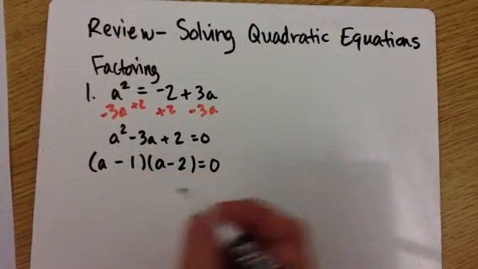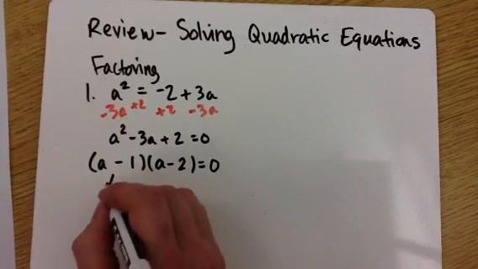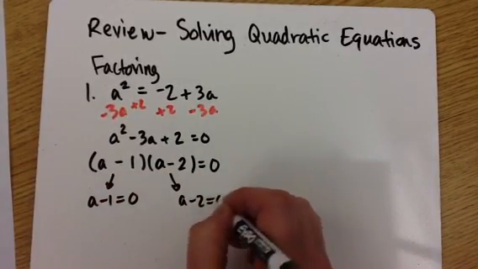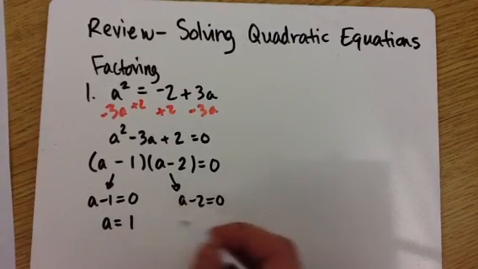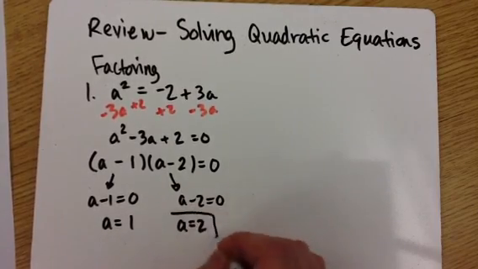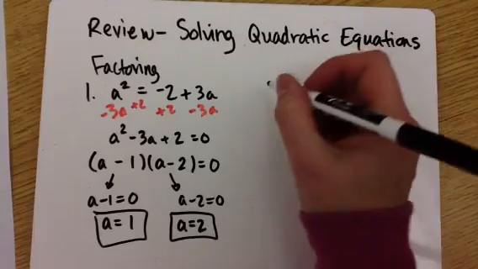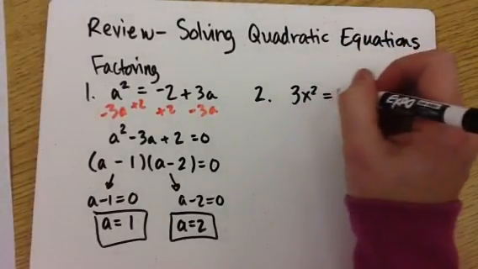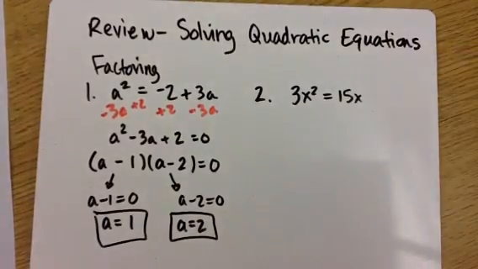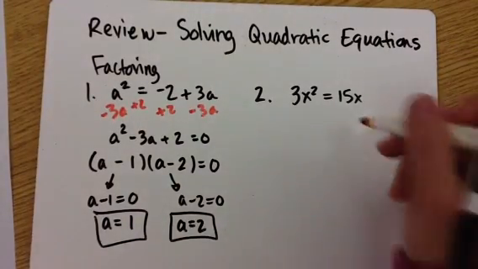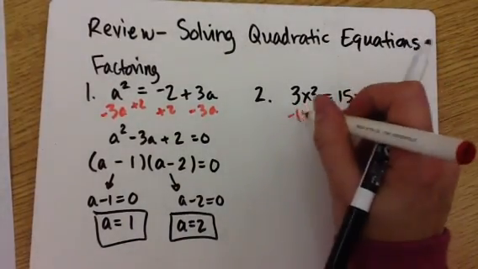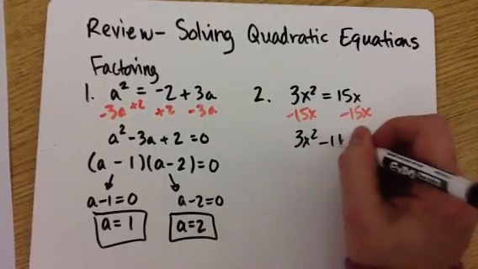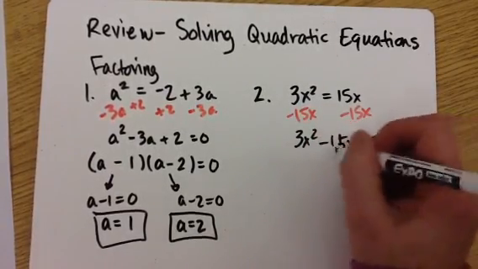So after I have it factored and equal to 0, I will take each parenthesis and set them equal to 0. So the solutions would be a equals 1 and a equals 2. Number 2 is 3x squared equals 15x. So again, I'm going to subtract 15x over. So I get 3x squared minus 15x equals 0.